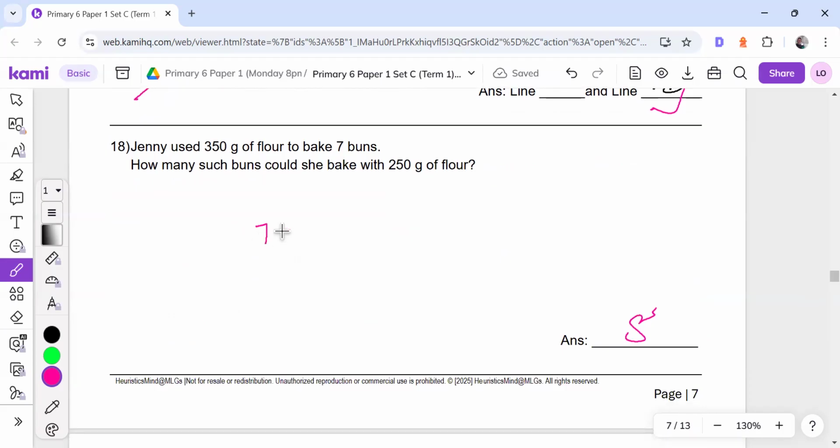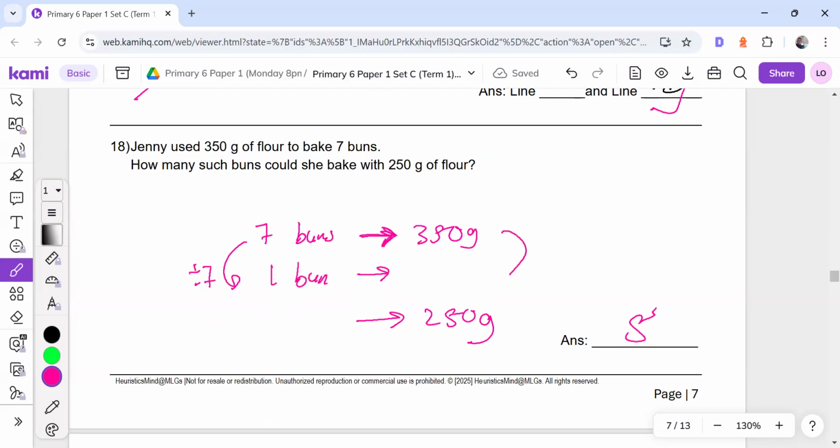Shortcuts. 7 buns is 350 grams. Shortcut is the arrow. You need to have the arrow, right? And then you want to find how many buns can be used for 250 grams. So what do? You jump. Okay, you can divide by 7. Okay, you get 1 bun. And then over the other side, you also divide by 7. You get 50. And then 50 times what equal to 50? 50 times 5. And then on the opposite side, you also do the same.